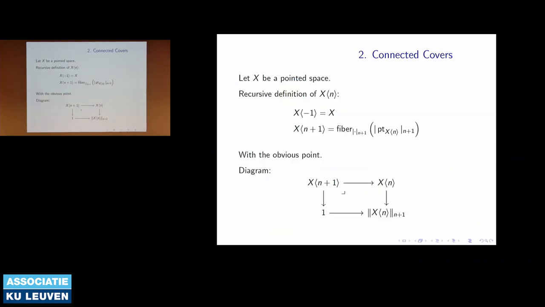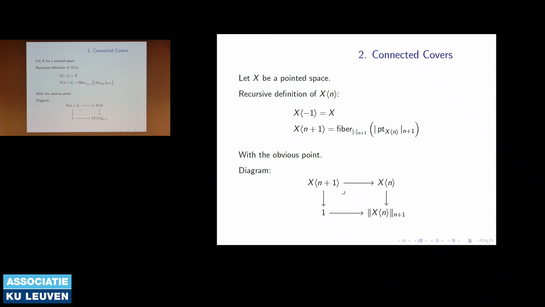Okay. So let X be a pointed space. We can define the nth connected cover of X recursively. The (-1)th connected cover is just X, and then the (n+1)th connected cover is the fiber of the (n+1)-truncation map of the nth connected cover of X over the image of the point of the nth connected cover.